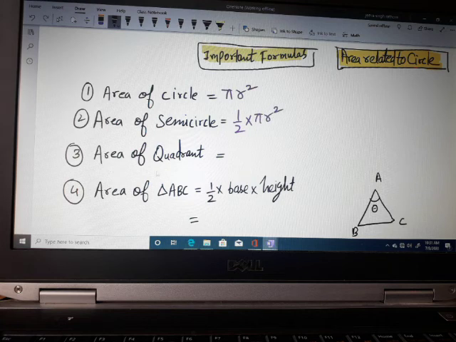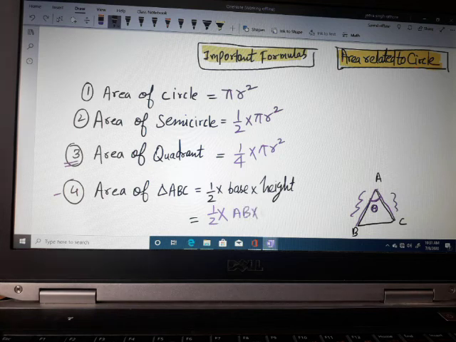Next one was the area of the quadrant. Area of quadrant is equal to fourth part of circle, so 1/4 of pi r square. Next formula was the area of triangle is given by 1/2 base into height. If a triangle with the angle theta is given between the two sides, what will be the area of this triangle? If theta is the angle between these two sides, the area of triangle will be 1/2 into AB into AC into sine of the angle between them, sine of theta.